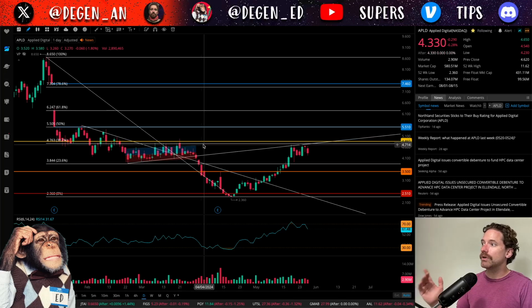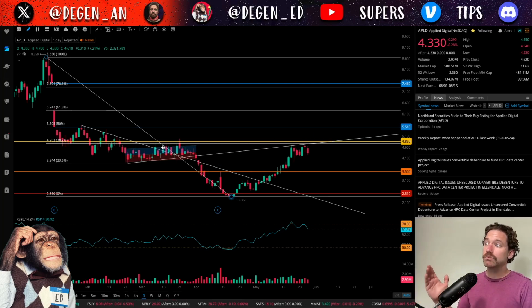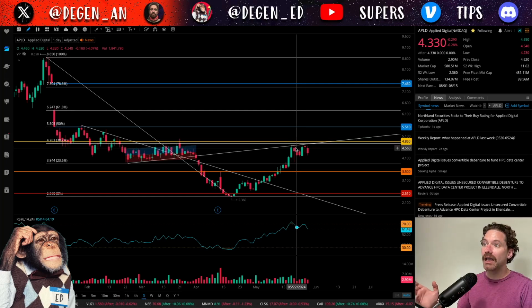One being the 382 from this Fibonacci retracement here. That is at a price of $4.76, so a little bit above where we currently are. And we actually have not yet tested that price, hitting a high of $4.70 on May 20th, hitting a high of $4.67 here, so not quite. So it looks like the highs have been right around $4.70, so almost getting to that 382.